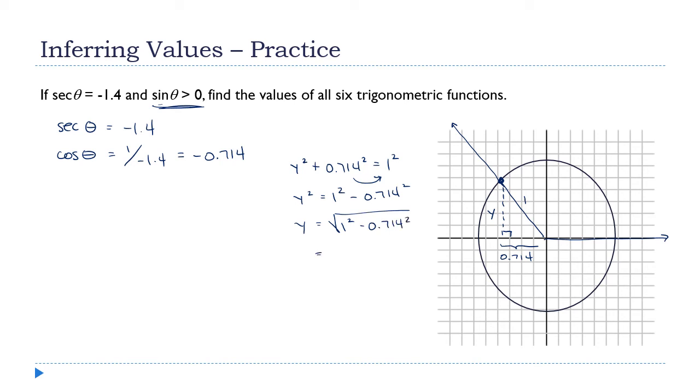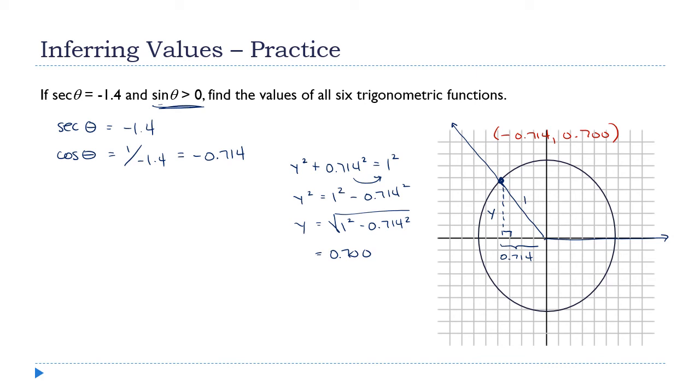And my calculator tells me that this is 0.700. And I do want it to be positive, right? Because we're in the second quadrant. The y-coordinates are positive. So the coordinates of this point are negative 0.714, comma 0.700. And that's all I need. Right, now I can get all my other values.